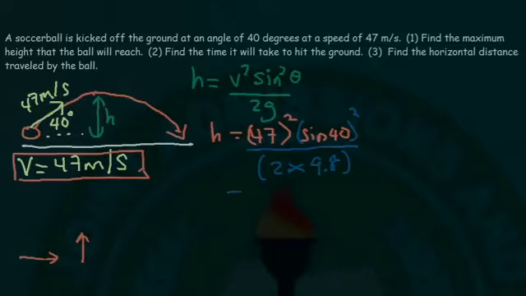So the answer that I got was 46.57 meters for this problem. But now we're going to see if we can get that same answer solving it another way. Now, we're going to define this point as point A, point B, and point C. We want to find the maximum height. So basically, we want to find the vertical displacement from point A to point B.